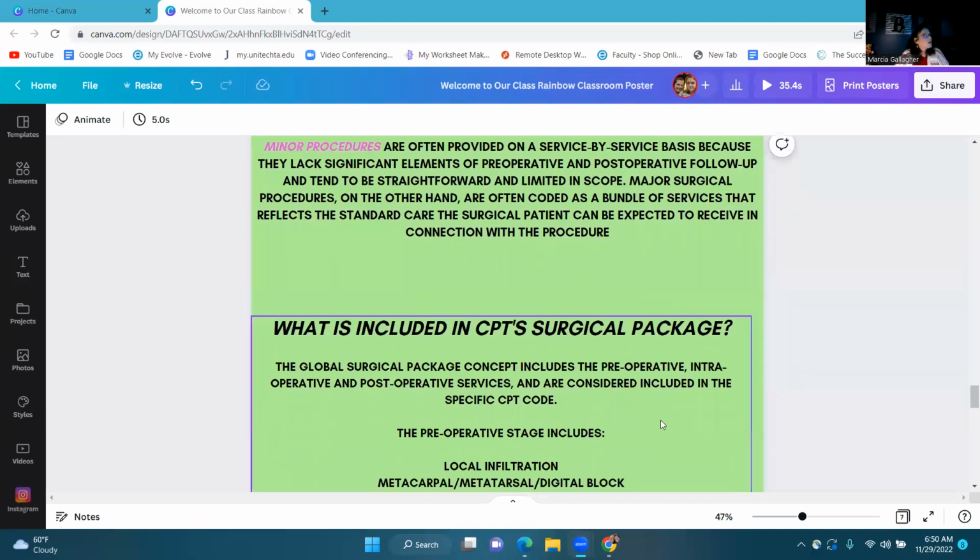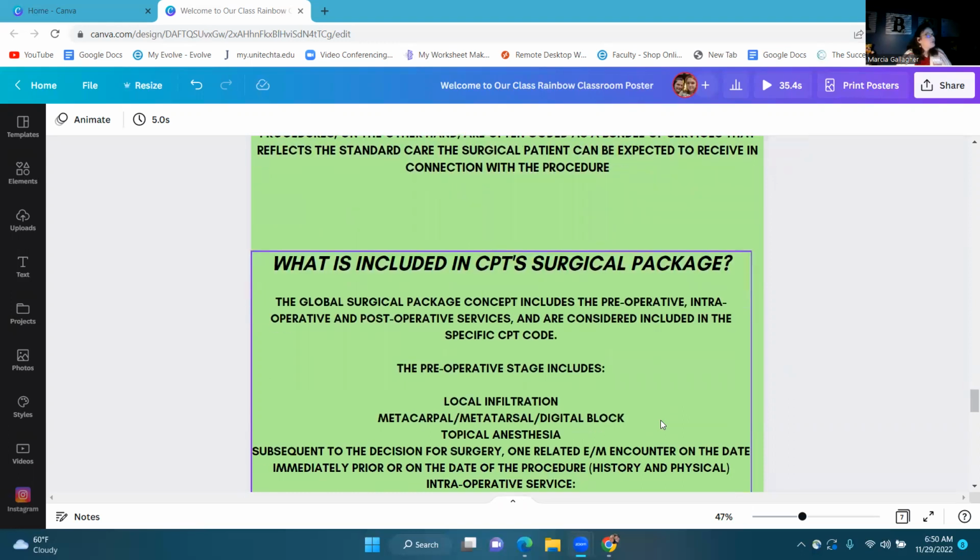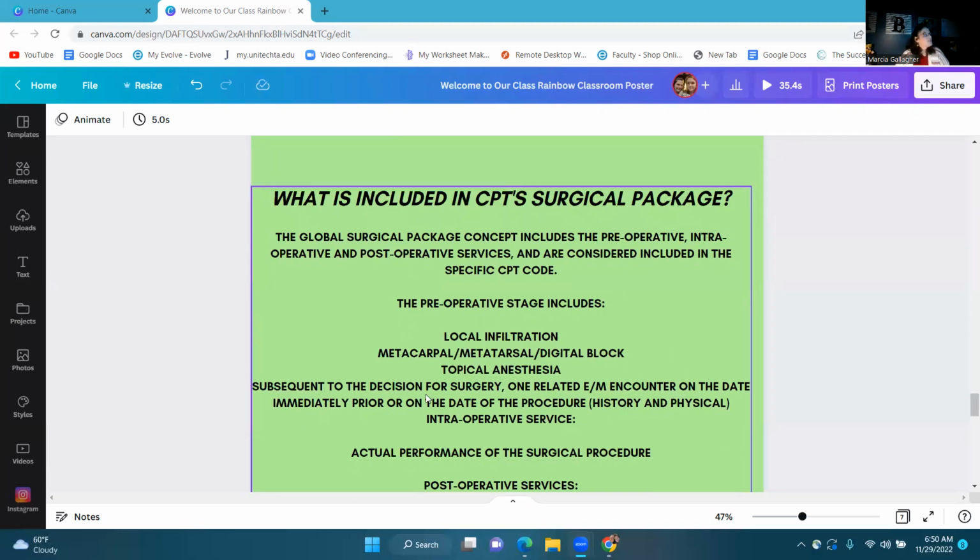So the next thing we're going to talk about is what is included in a surgical package. The global surgical package concept includes the preoperative, intraoperative, and postoperative services, and they are considered included in the specific CPT code. The preoperative stages include local infiltration, metacarpal, metatarsal, digital block, topical anesthesia, subsequent to the decision for surgery, one related E&M encounter on the date immediately prior to or on the date of the procedure, history and physical, and intraoperative service.